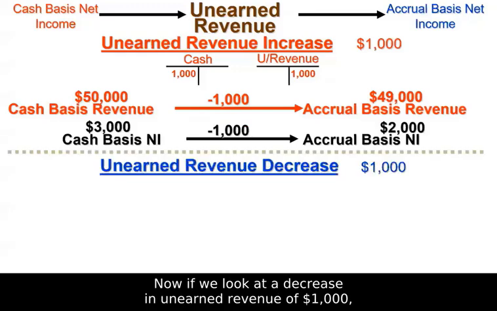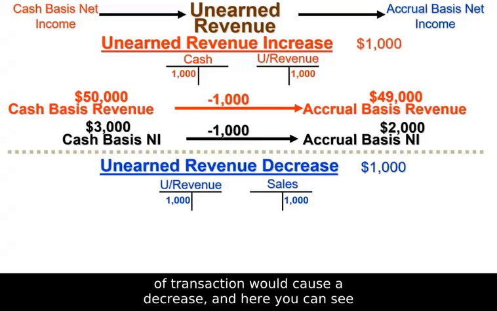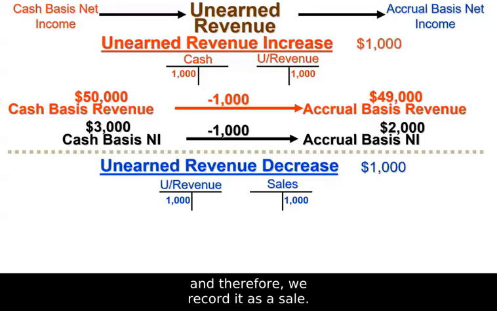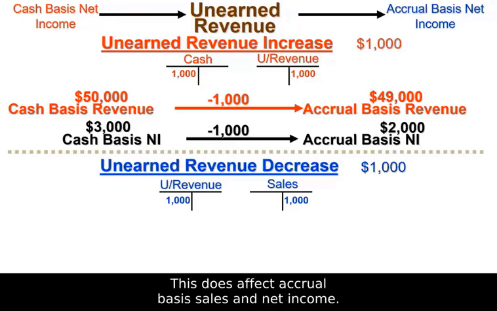Now, if we look at a decrease in unearned revenue of $1,000, we look at what kind of transaction would cause a decrease. And here you can see that $1,000 of the unearned revenue has been earned, and therefore we record it as a sale. In this case, we're using the sales account. This does affect accrual basis sales and net income.